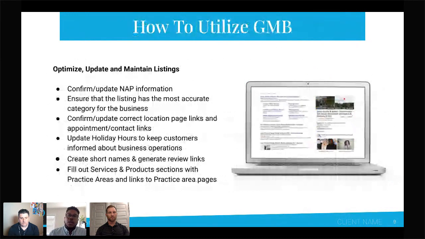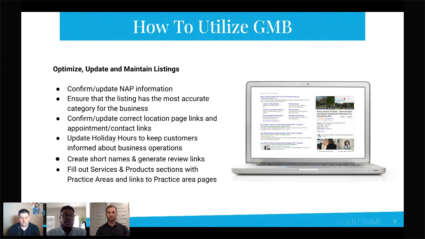So now we're getting into how to best utilize Google My Business for your business. The first most important factor is to optimize, update, and maintain a listing. And what I mean by that is to make sure that you have the most accurate and up-to-date information, and that if anything changes or is updated, you make sure that you follow up and update that on Google My Business as well. So the first thing is you want to make sure that you have the correct NAP information on your listing. And what I mean by that is the name, address, and phone number.